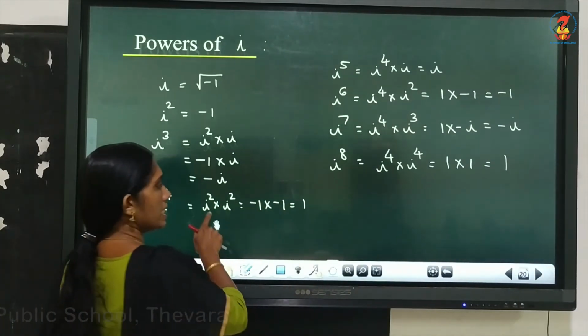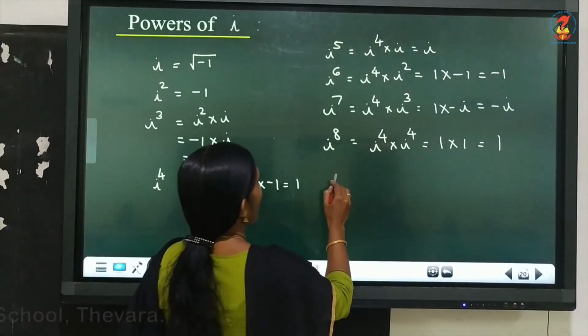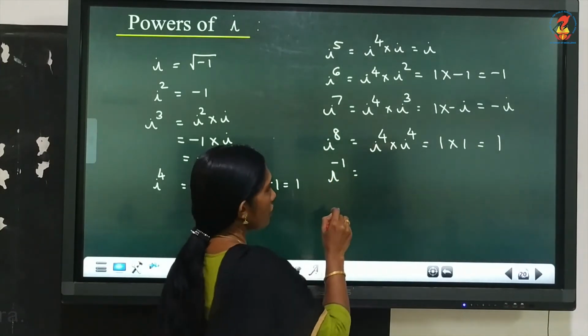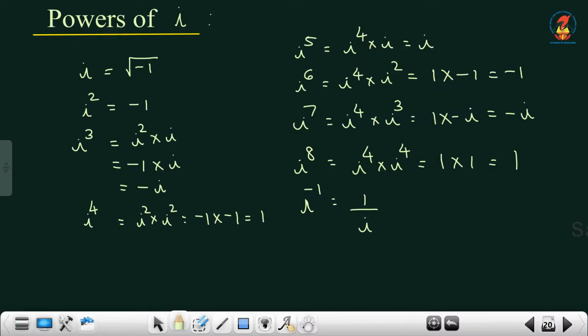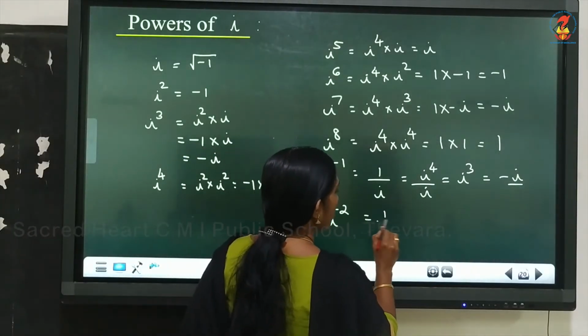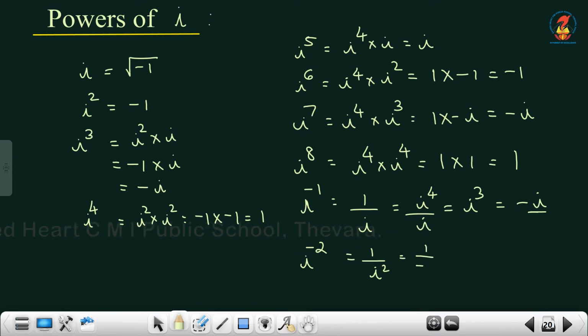Now what about the negative values? Negative also we can take. What is i raised to minus 1? i raised to minus 1 is 1 by i. 1 we can write as i raised to 4, by i. So it is i cube. What is i cube? Minus i. So i raised to minus 1 is minus i. i raised to minus 2 means 1 by i square. i square is minus 1, so total is minus 1.